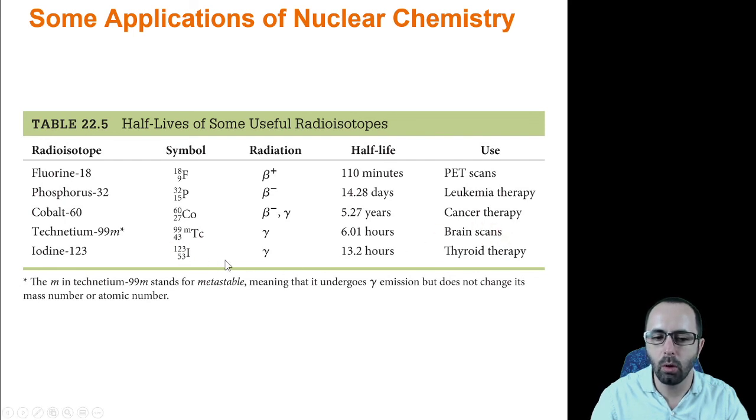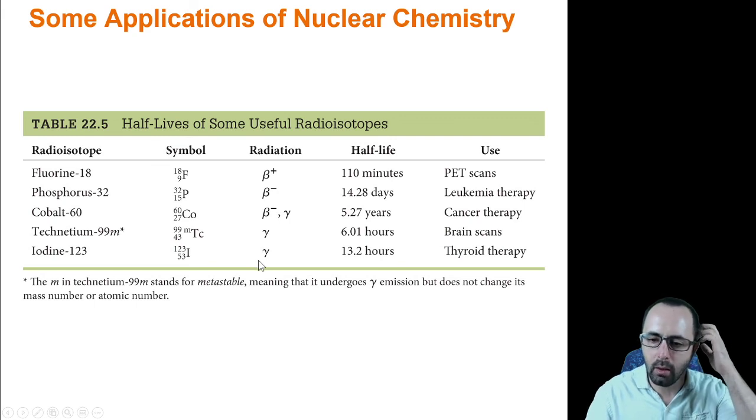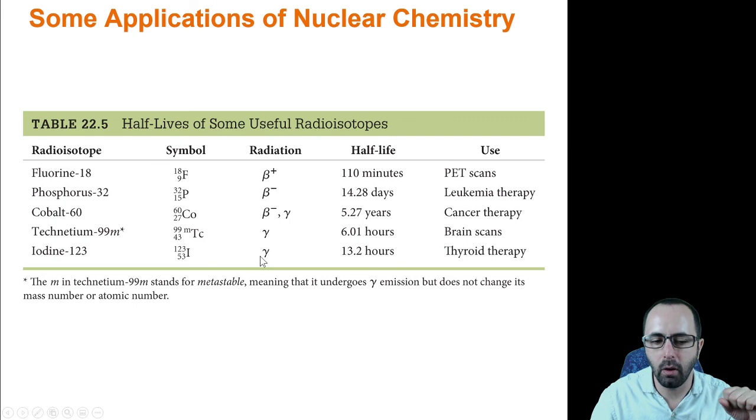And iodine 123 is used for thyroid therapy because the thyroid has by far the highest concentration of iodine in the body. So if you inject someone with iodine, it will go into their thyroid, and they use it for imaging studies of the thyroid and for therapy of the thyroid.